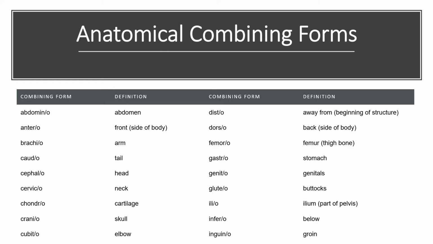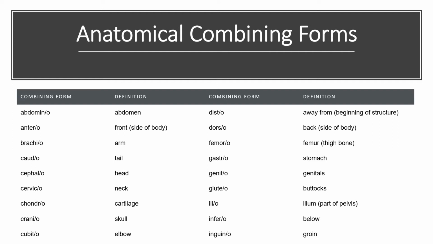These are the anatomical combining forms that you're going to need to know for Chapter 4. Abdominal refers to the abdomen, antero refers to the front side of the body, brachio to the arm, caudo, tail, cephalo, head, cervico, neck, chondro, cartilage, cranio, skull, cubito, elbow.